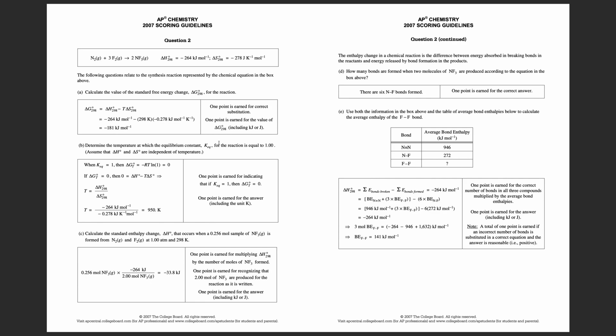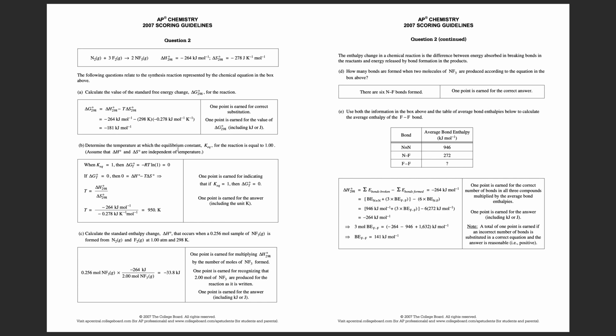Determine the temperature at which the equilibrium constant is equal to 1. Okay, so if you have Gibbs free energy, you can solve for the equilibrium constant. The equilibrium constant and delta G are related by another equation. That's delta G equals minus RT ln K. So they've substituted in 1 for K, so they have natural logarithm of 1, which is, of course, 0, and so that's an important thing to recognize.